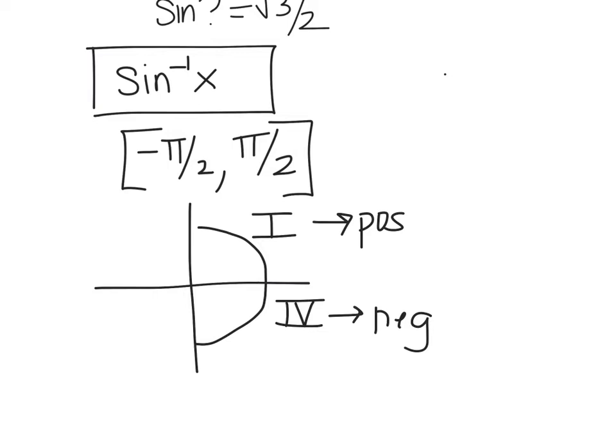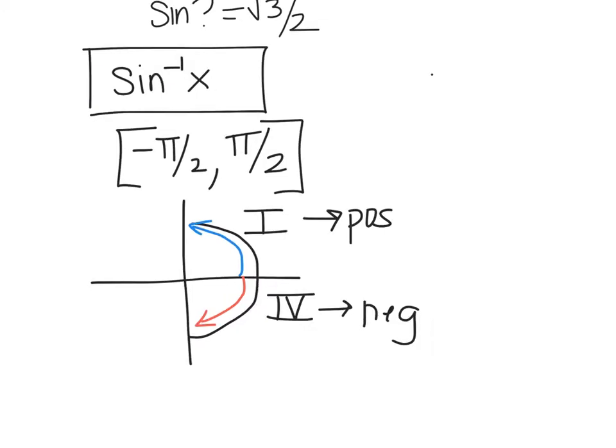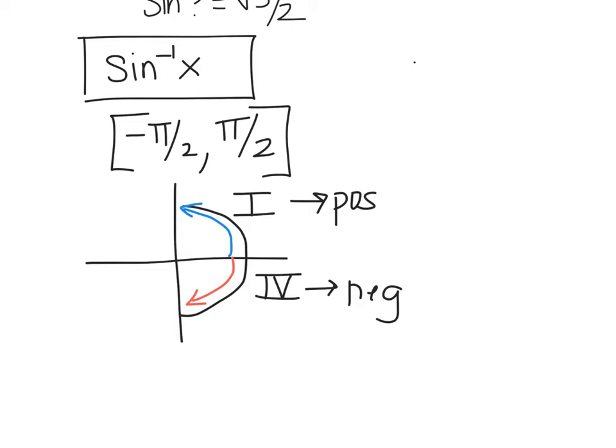And the other thing that you have to be careful of is that when you give me this answer, it's either going to be from 0 to pi over 2 this way, or it's going to be a negative angle going that way. Do you remember these a little bit? Okay, so let's go ahead and try some.